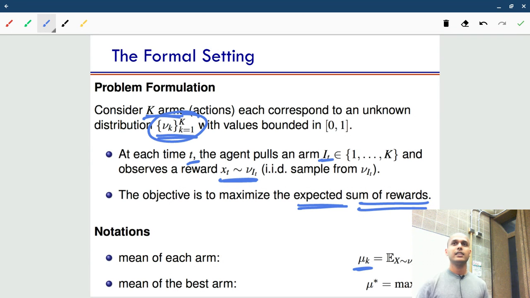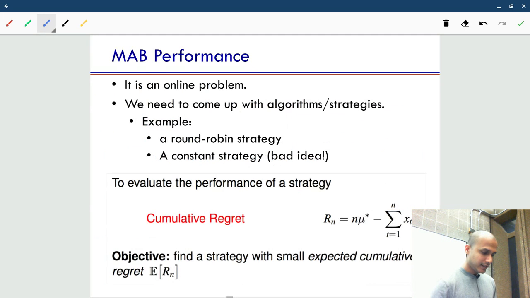The mean of each arm, let's call it mu k. It's just the expectation. If it's a Bernoulli distribution, then the mean is just going to be the bias of that Bernoulli, the single parameter. And the best arm or the best action or the best website, the mean reward for that one is mu star. So far, good. Any questions about the problem setup?